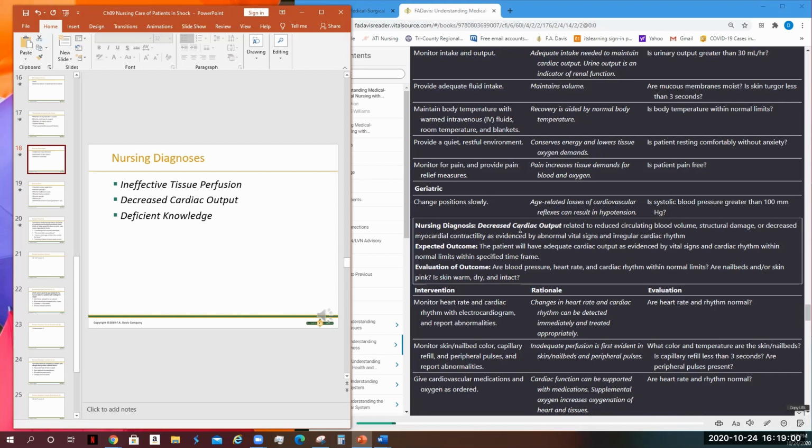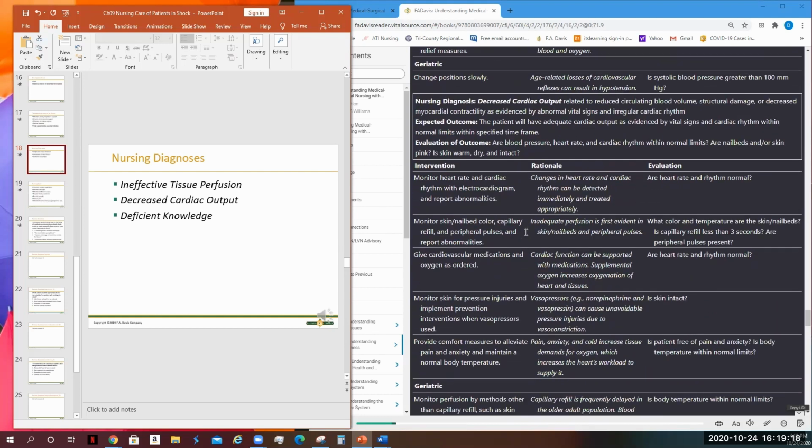Evaluation of outcome. Are blood pressure, heart rate, and cardiac rhythm within normal limits? Are nail beds and/or skin pink? Is skin warm, dry, and intact? Intervention: monitor heart rate and cardiac rhythm with electrocardiogram and report abnormalities. The rationale is that changes in heart rate and cardiac rhythm can be detected immediately and treated appropriately. So are the heart rate and rhythm normal?